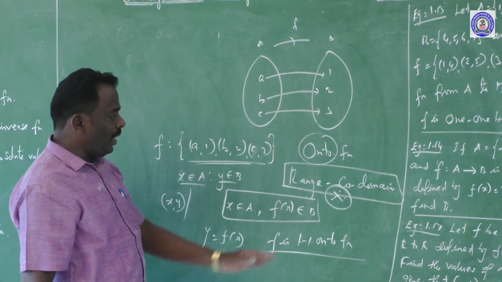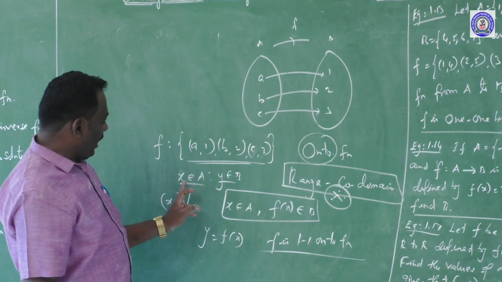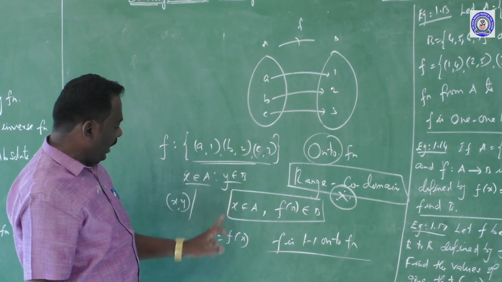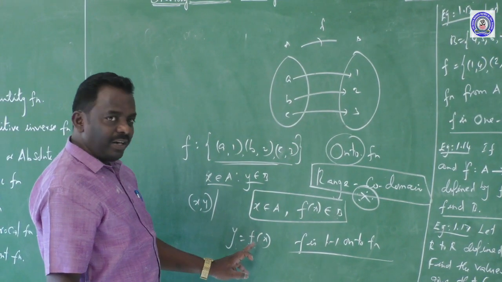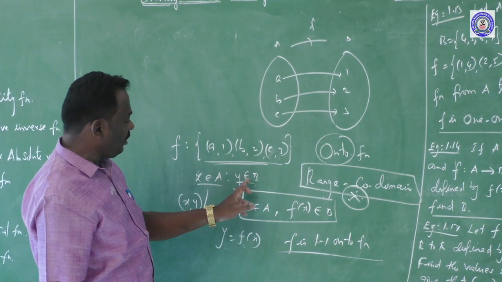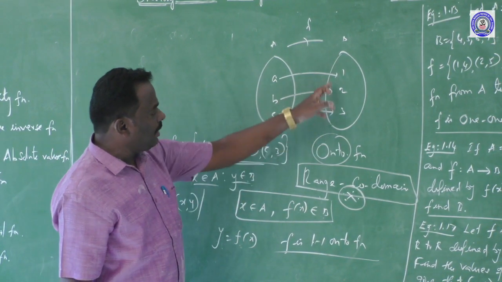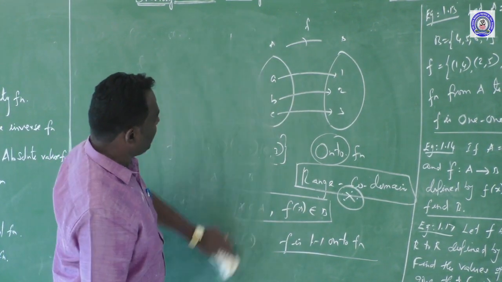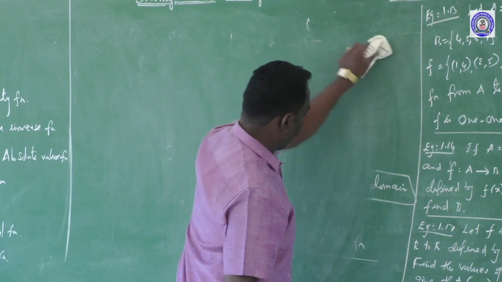What is the range of the function? The x values belong to set A, the answers are called y, and y is the function value. The function values are the range, which belongs to B. If all the elements of the codomain are in the range, that is called an onto function. We can see one more example of an onto function.